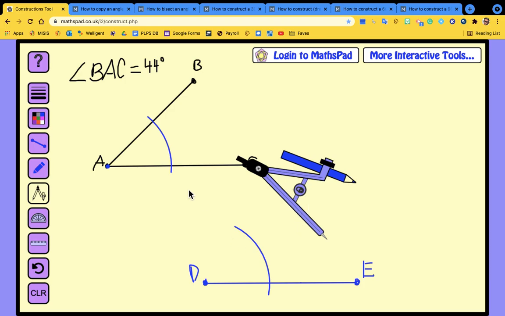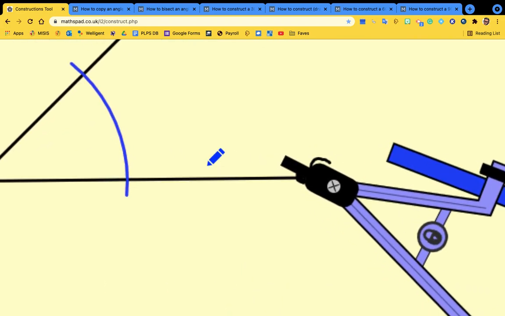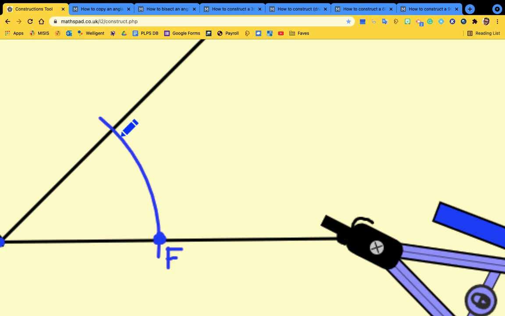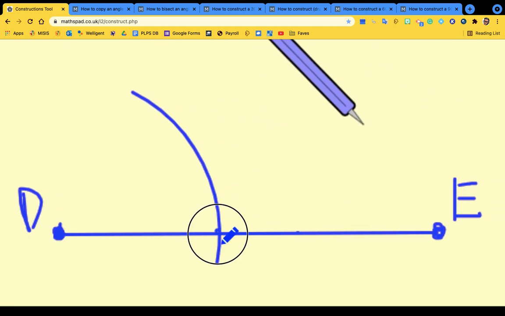I can't forget to name these points. I'm going to call this E. Wait, or is it E? No, I already have E, don't I? So I'm going to call that F. Perfect. And then this one I'm going to call G. And here I have another point, and I'm going to call this one H. Just like that.